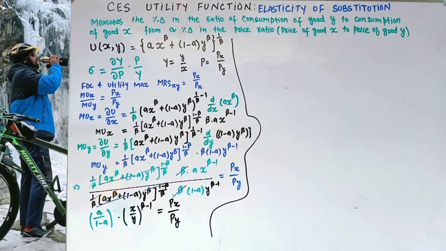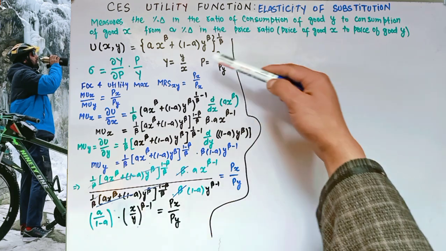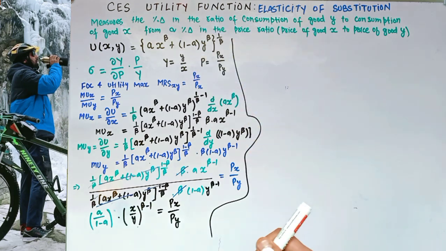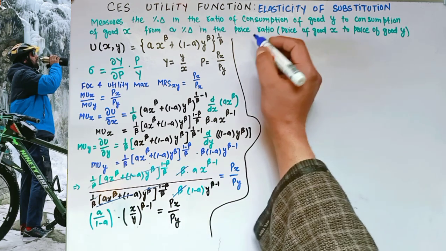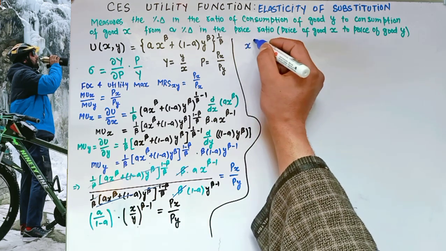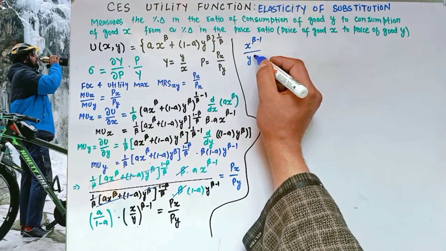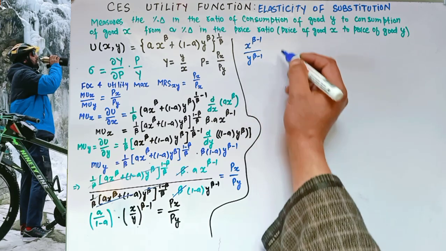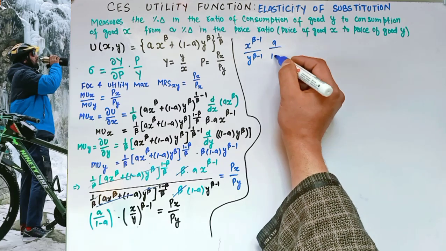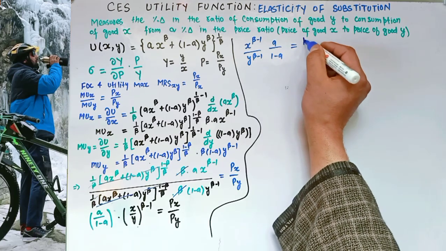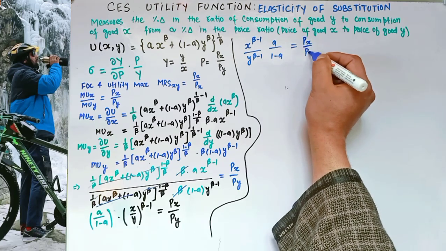So we need to solve this function. First we need to find out x upon y only. Actually, we need to find out y upon x. Sorry. So we have x to the power beta minus 1, y raised to the power beta minus 1, a upon 1 minus a, is equal to the price of x upon the price of y.